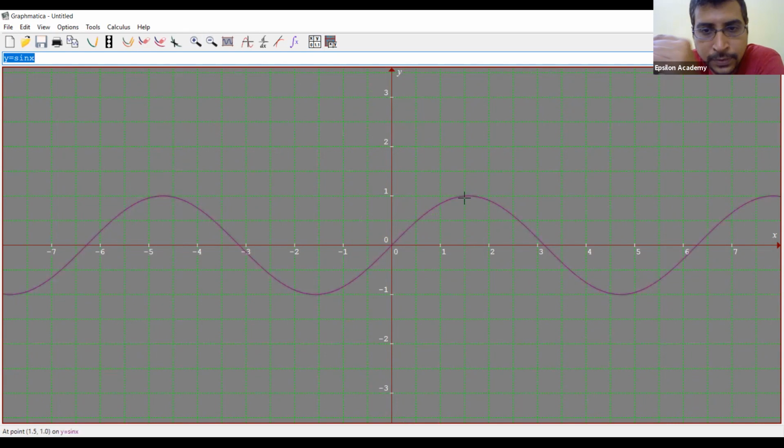So when is the first time it is going to generate a plus 1? What is this value? I placed a cursor. 1.5. It is pi by 2. So how much is pi by 2? Pi by 2 is 3.14 divided by 2, 1.57 something, right? Similarly, here it is minus 1.57. I hope you're able to understand that point.